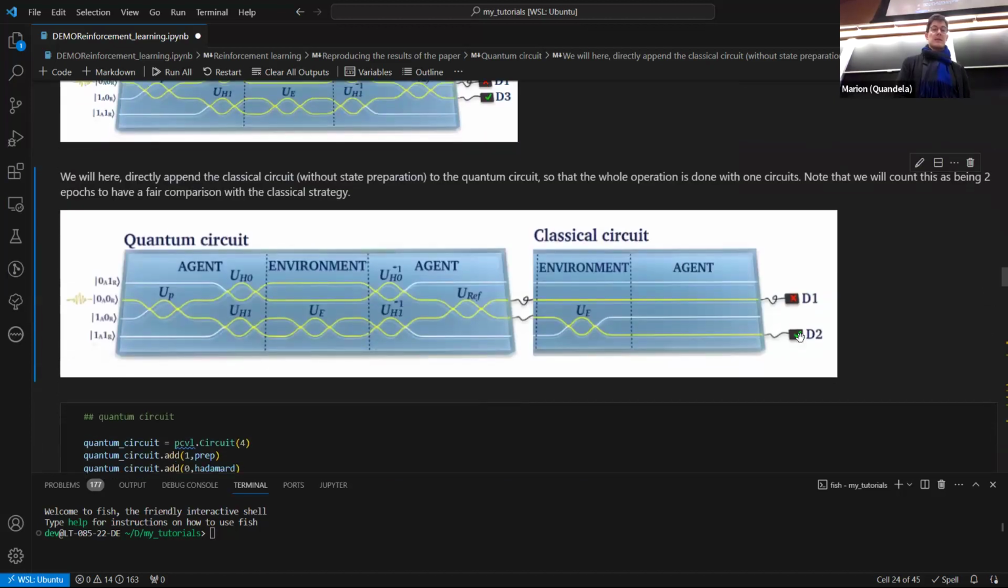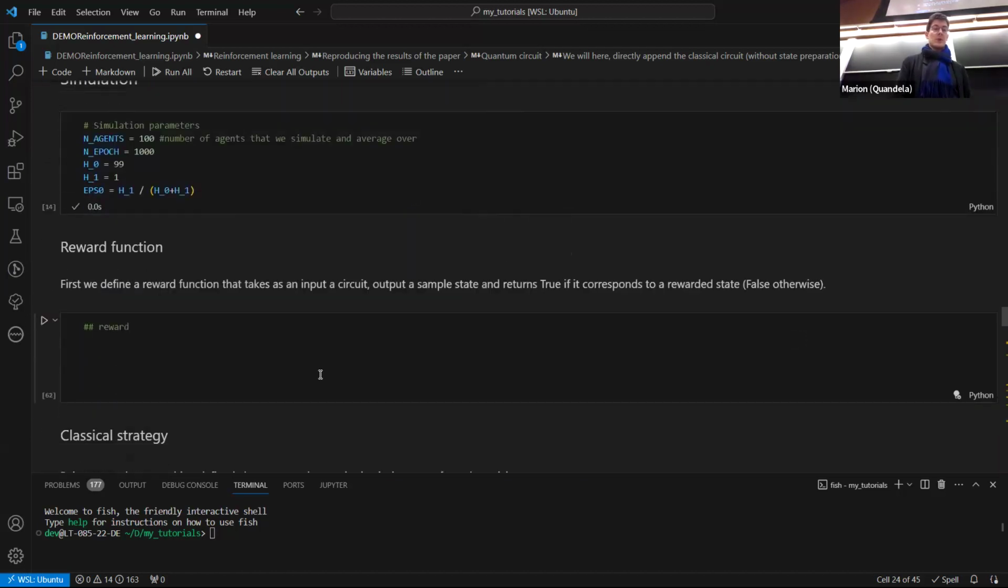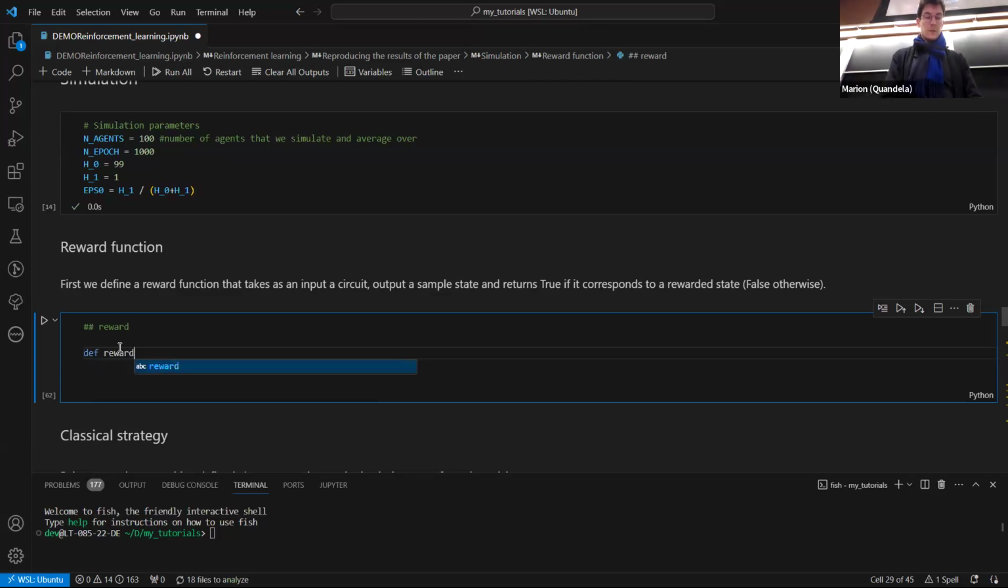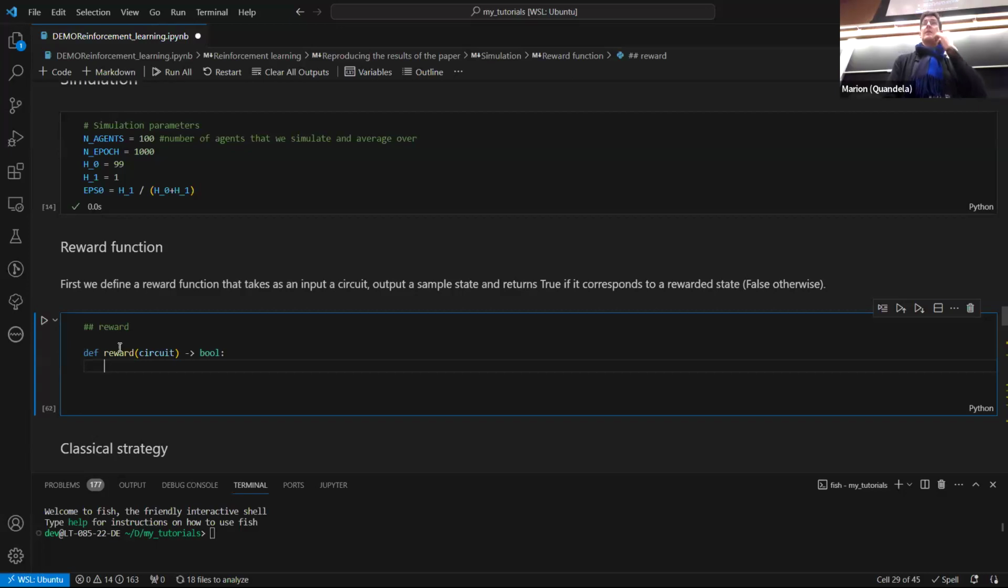Same in the classical case. So we are going to just code a quick function that is going to take your circuit, run it, and if you get a click on the fourth mode, then you get a reward. So if reward, it's going to take a circuit as input, and it's going to output a Boolean or whatever. It could be just an integer.